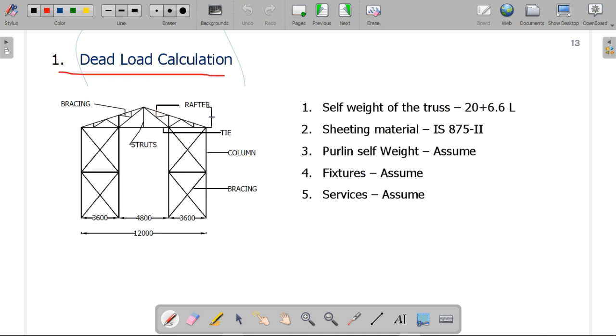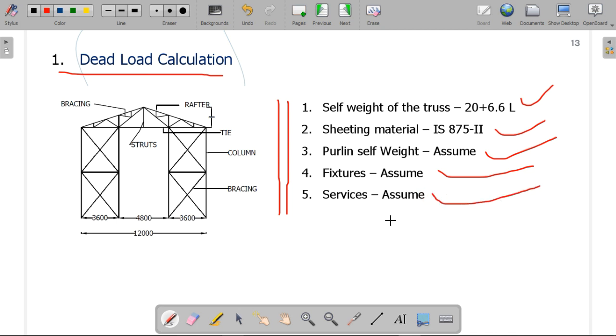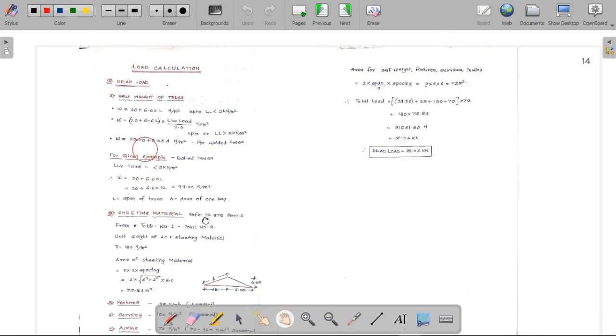To calculate the dead load, we need to understand the configuration of the truss, and we need to calculate the dead load because of these parameters: the self weight of the truss, then the sheeting material, which is the AC sheet, then the purlin weight that we have to assume, then fixtures such as bolts, nuts, or gusset plates, and services such as plumbing connections if you want to provide, or a fan, or any other service material that can be fixed to the truss. Considering all these parameters, we'll try to calculate the dead load. Now I'll try to show how to calculate the dead load.